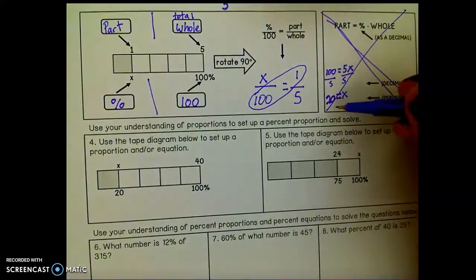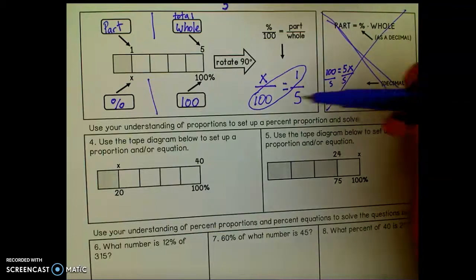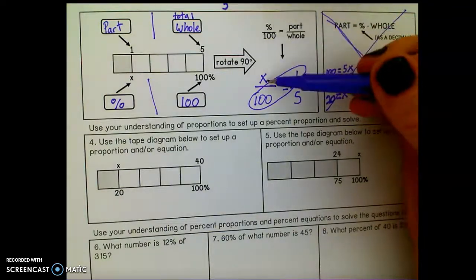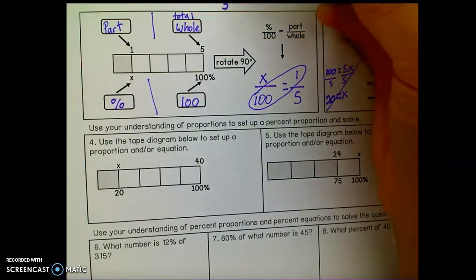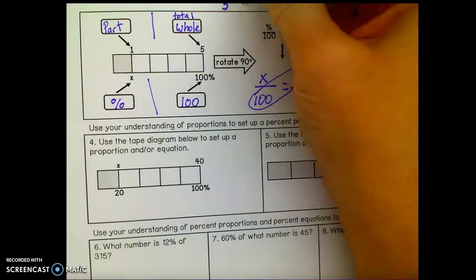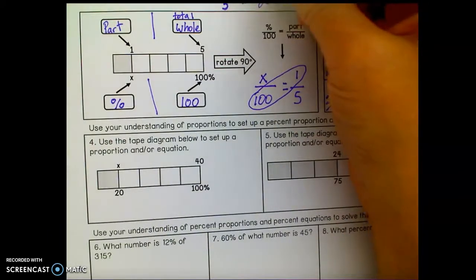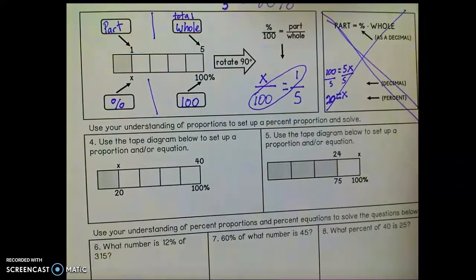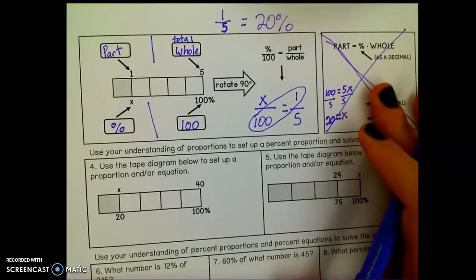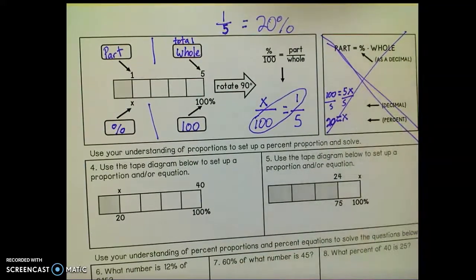Well, great. 20 what? That's telling us, since that is our x is in the percentage spot, that tells us that 1/5 is equal to 20%. That's what we just found out. Oh, let me scoot that down. Ta-da! Let's do a few more of these where the unknown is in a different location.